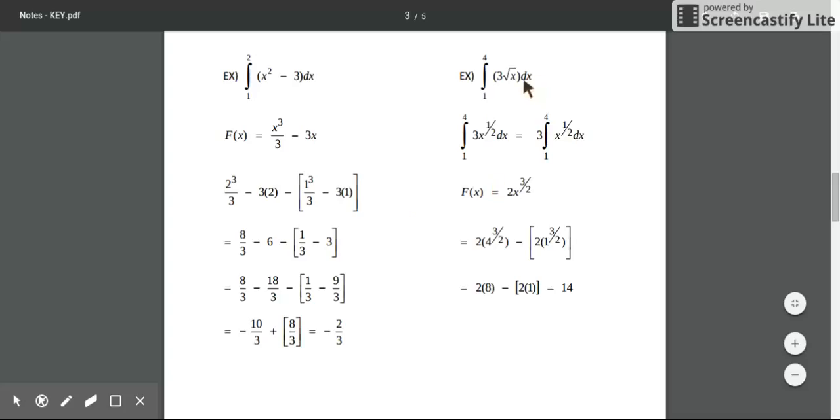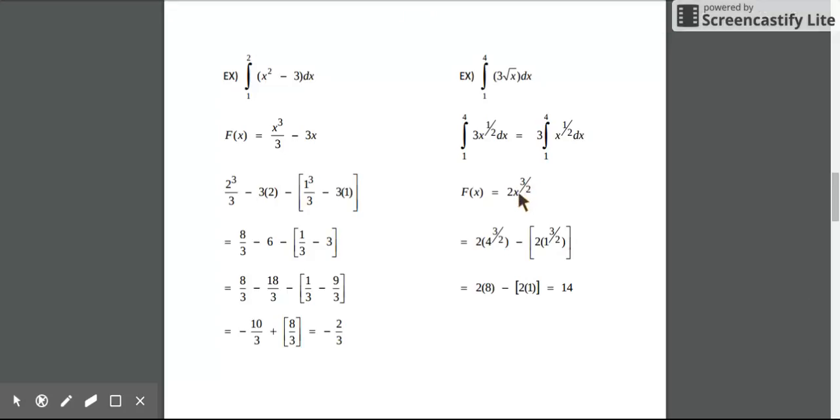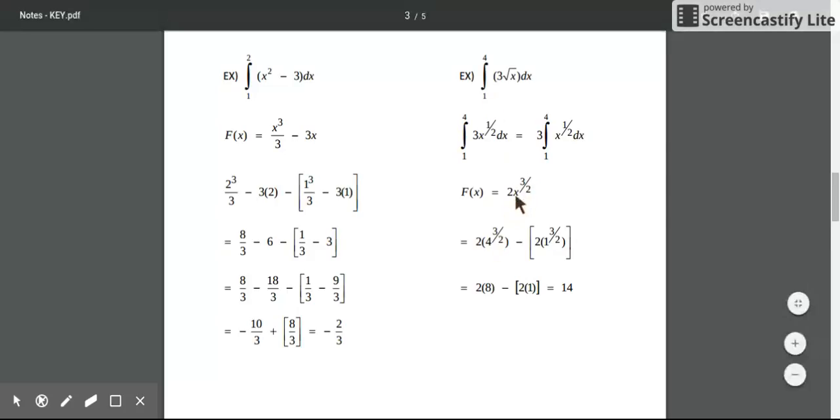One more time. Sometimes you may want to rewrite before you find the antiderivative or shift any constant coefficients out to the front. So finding the antiderivative of the square root of x times 3. So the antiderivative after we simplify becomes this. We're going to evaluate that. We're going to plug 4 in. And we're going to plug 1 in. And we're going to subtract it in that specific order, simplify, and hopefully end up with 14. Again, the area under this curve.